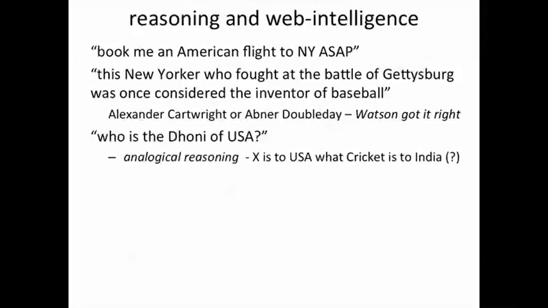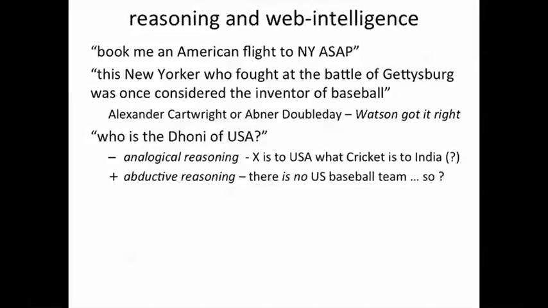So this is an example of analogical reasoning. X is to USA what cricket is to India would give us baseball, but the trouble is there is no US baseball team. So even that first step of reasoning doesn't seem to work. So one needs to go beyond deductive reasoning to what is called abductive reasoning, in the sense that one needs to find out the best possible answer.